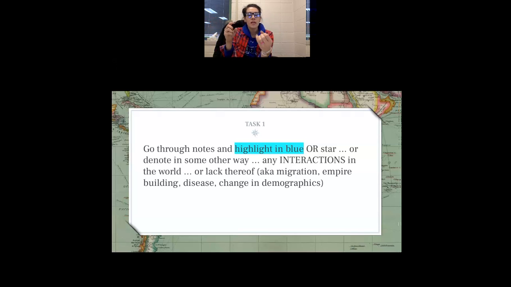And Anna already kind of gave away one of those. Are there any changes in demographics, disease, migration during this time period? Again, looking specifically at chapter 15. So chapter 15, if you can see any of that. Chapter 15:1 is probably your best bet, although there will be some others.